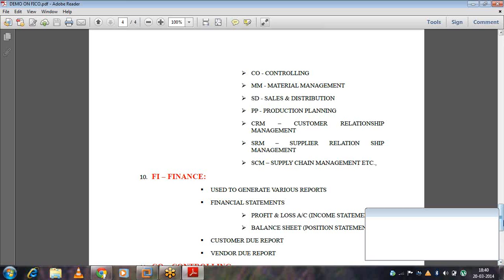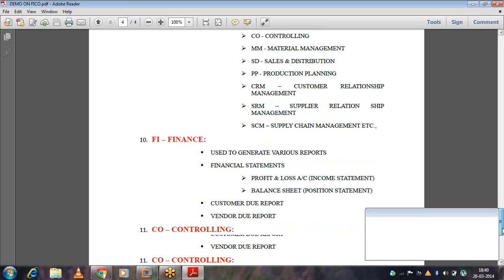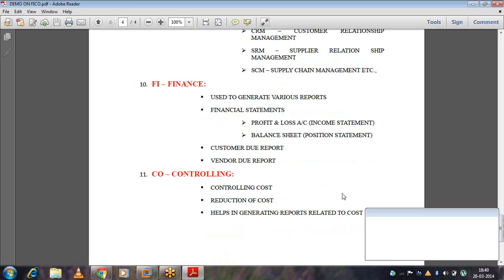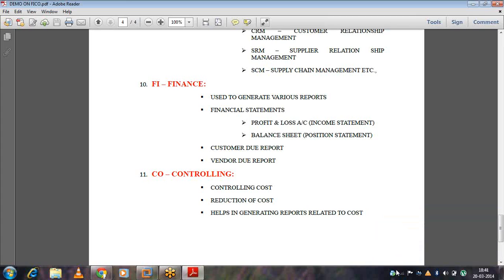Then, coming to the controlling module. Let us have an overview of the controlling module. Why is the controlling module required? What is the importance of the controlling module?